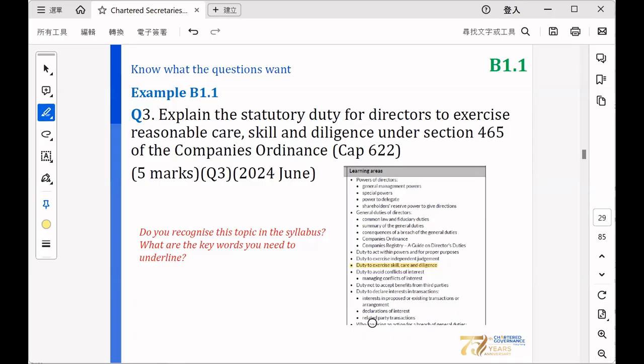All right, so this is a very short question about the duty of the directors. So as you can see in here is a duty to exercise care, skill, and diligence. So basically, this is section 465 of the Companies Ordinance, and this is a statutory duty. This is not a duty from case law, so this is a statutory duty.